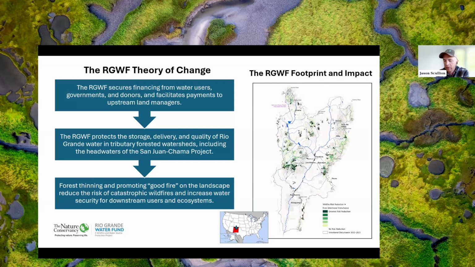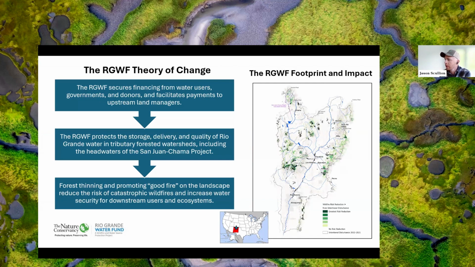Here is a map showing you the Rio Grande Water Fund landscape. So today I'm speaking to you from Santa Fe, New Mexico, which you can see here on the map. This is the upper watershed of the Rio Grande River that's in New Mexico. And essentially it's over 5 million acres. There's about 2 million acres of dry forests that need our attention and support in order to protect them in the long term.